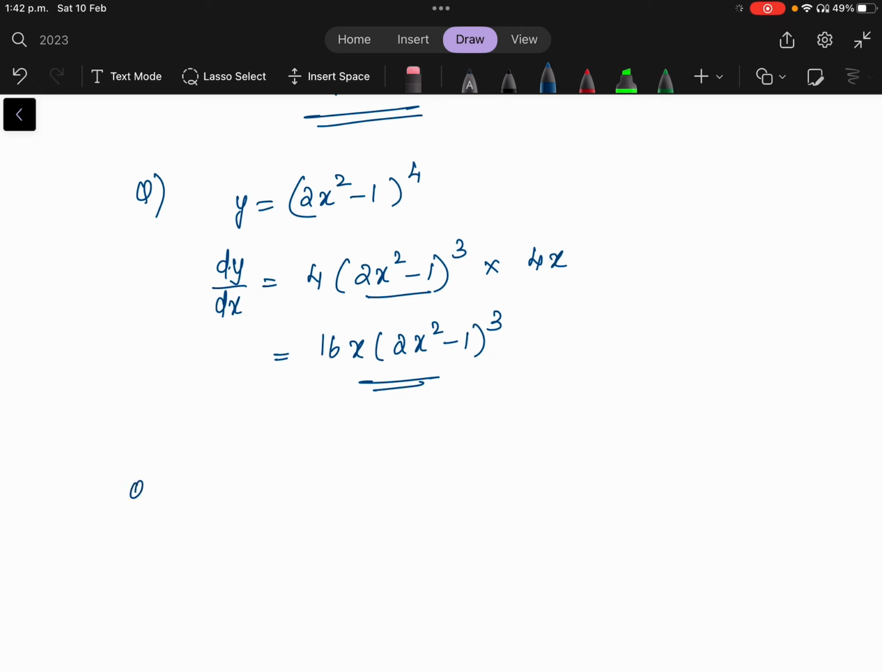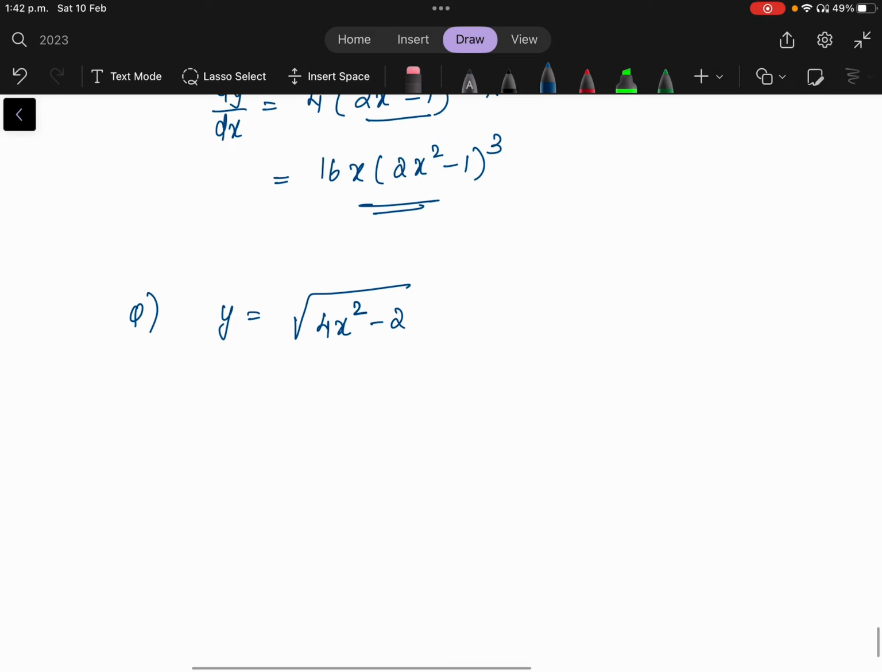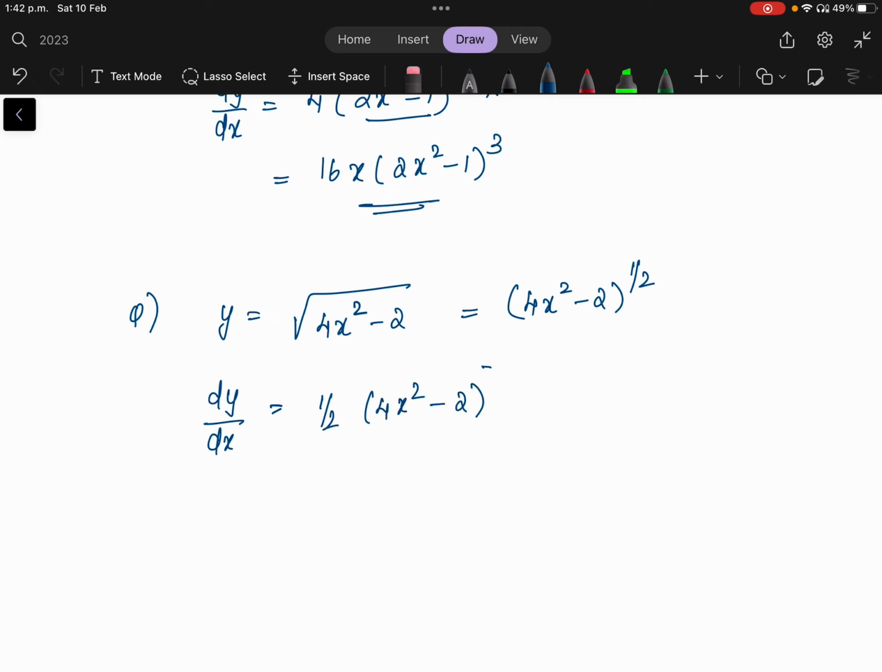Again another question: y is equal to square root of 4x square minus 2. So dy over dx is equal to, remember, when there is a square root, we don't know how to differentiate it, so you have to write it in the form of indices. So it is 1 over 2, 4x square minus 2 to the power of 1 over 2 minus 1, which is minus 1 over 2, times the differentiation of 4x square minus 2, which is 8x. Then this 2 and this 8 will get cancelled. So it is 4x times 4x square minus 2 to the power of minus 1 over 2. This is how we differentiate using chain rule.